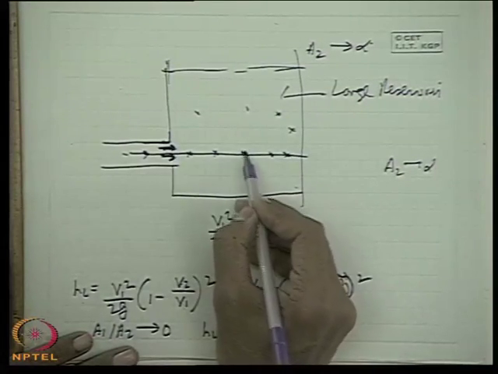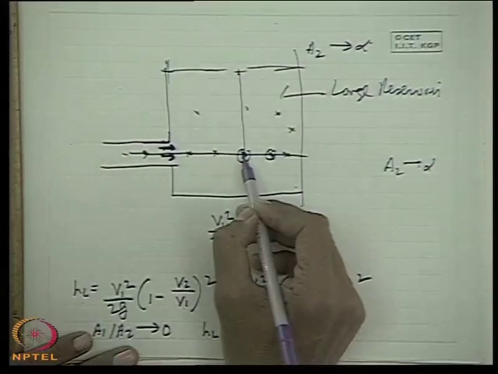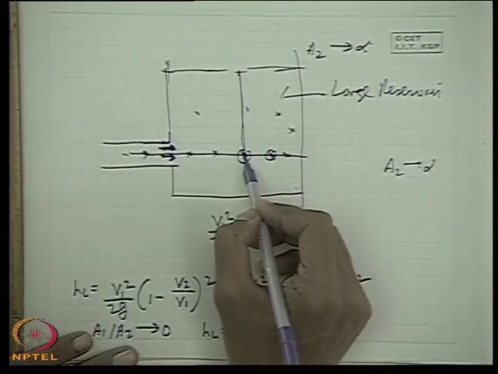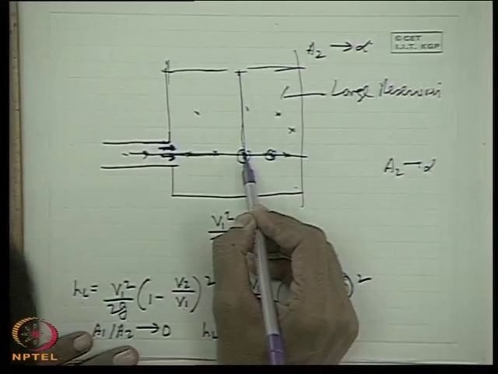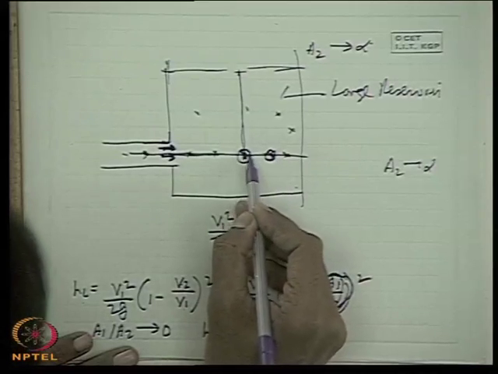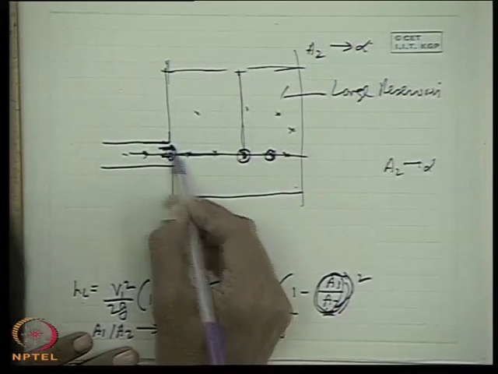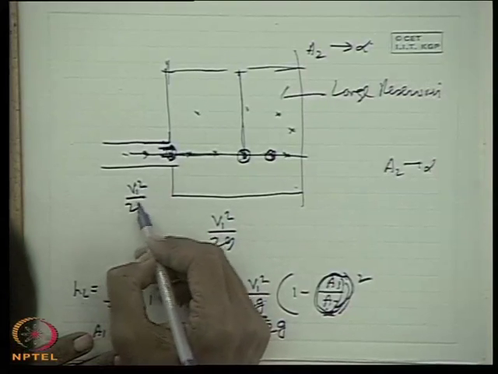If you write Bernoulli's equation at these two points, you will find this pressure energy, this height or datum energy. If you consider this as the reference datum, 0, with kinetic energy 0, the two points have the same energy. But if you write Bernoulli's equation at this point and at the discharge plane, then you will see at this plane an extra V1 square by 2G is there.